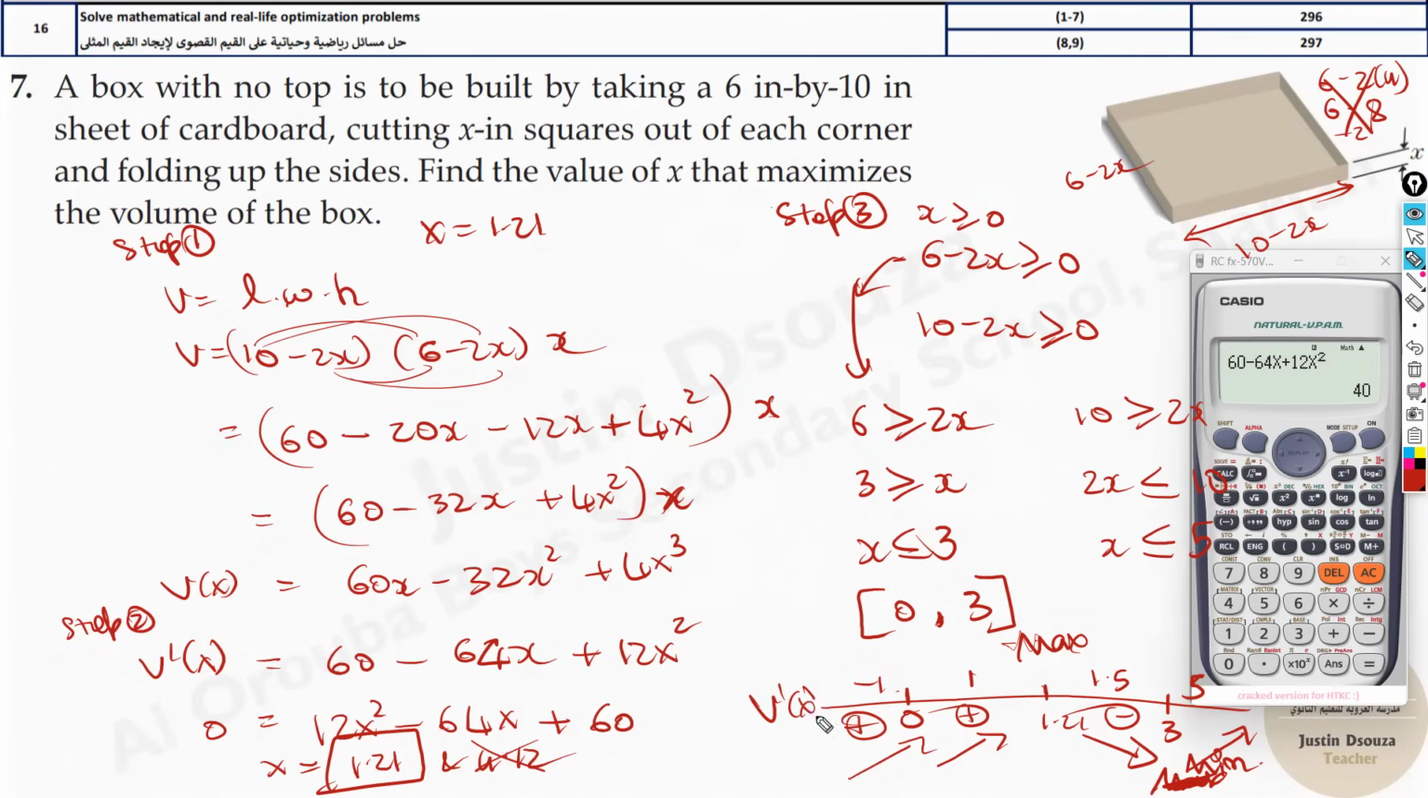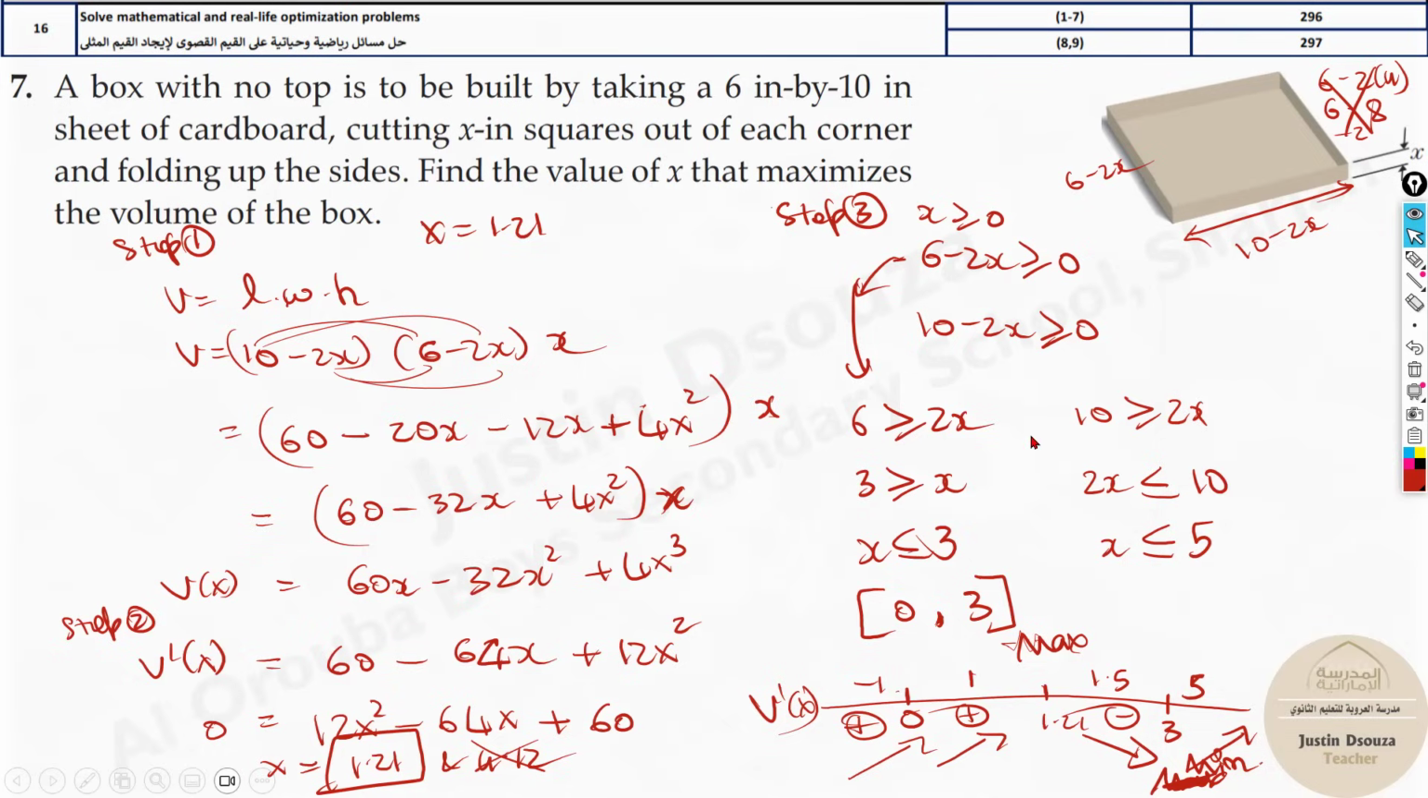This is what? Derivative of volume. So volume will be maximized when x is 1.21. The minimum will be at 3. So what do we need to do? Maximize the volume. So take the dimension of x as 1.21, and then you will be able to maximize the volume. That's the answer. So from this number line, you can consider it.